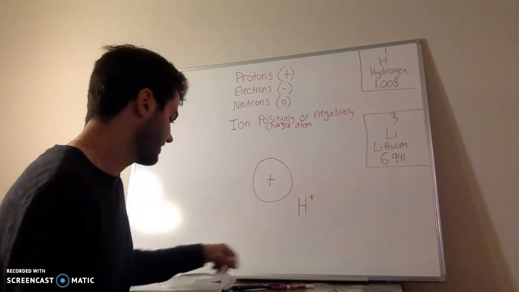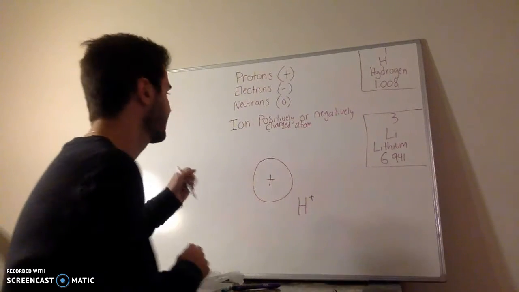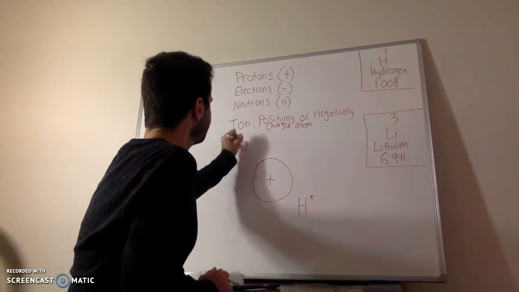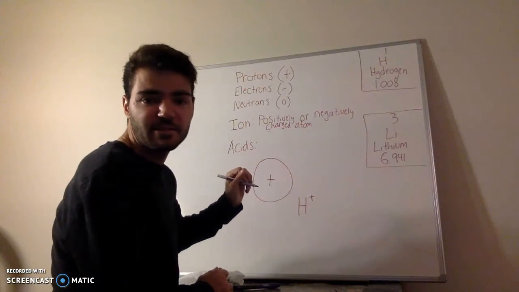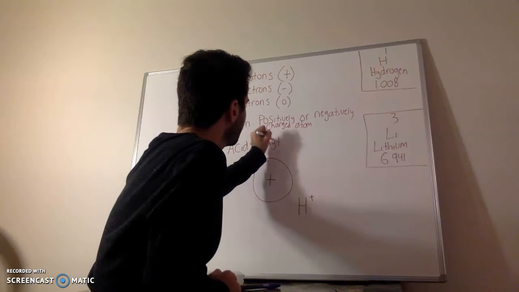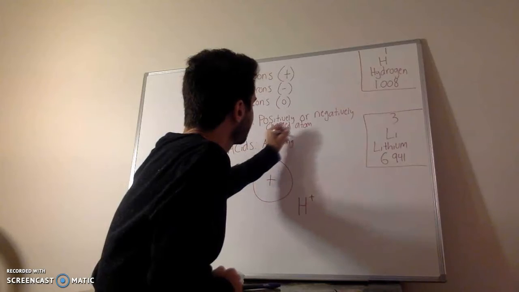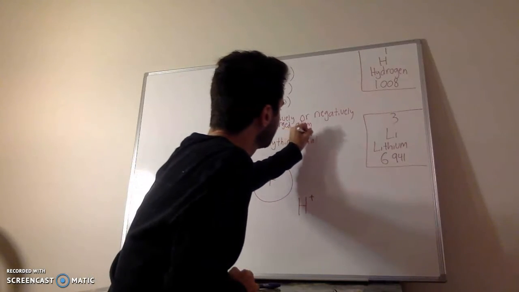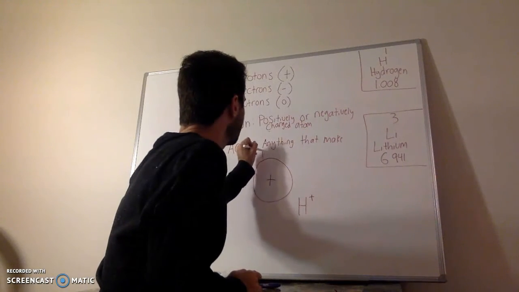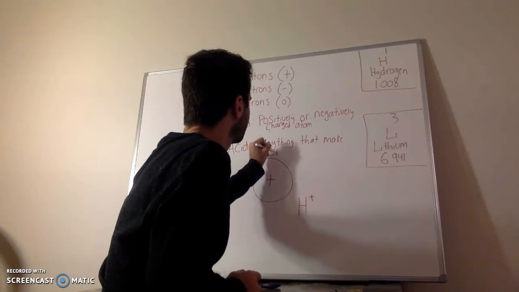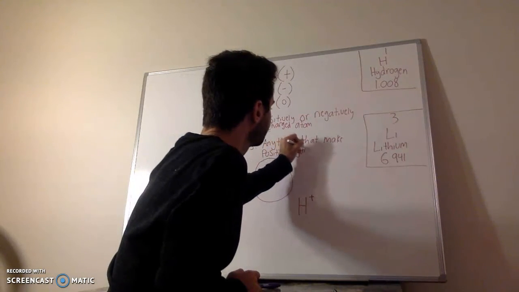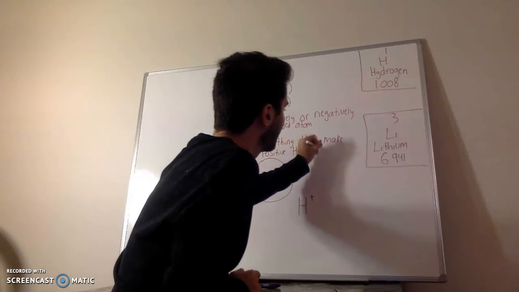And then I'm also going to go ahead and we'll write this down on the board. Acids. Those are anything that makes positive hydrogen ions.